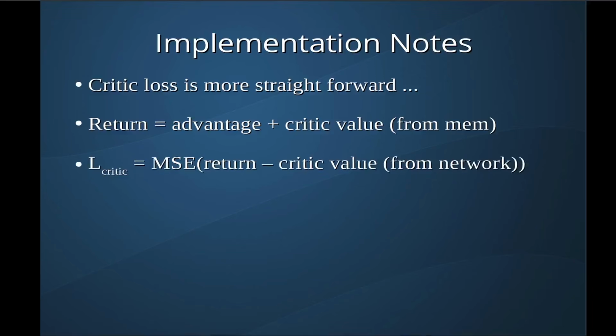And then the loss of the critic is just going to be the mean squared error between the return and the critic value based on the current values of the deep neural network. So once again, we're going to be passing the states through the critic network to get its estimate of values, and we're also going to be using the values from the memory. Relatively straightforward, even easier when you see it in code.